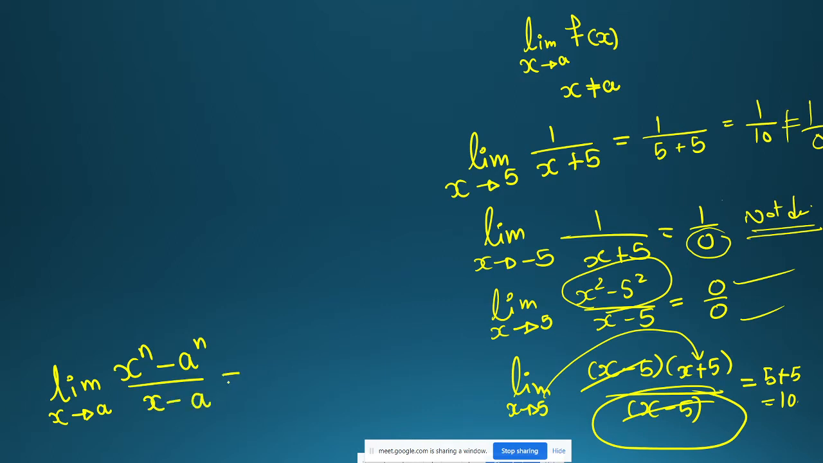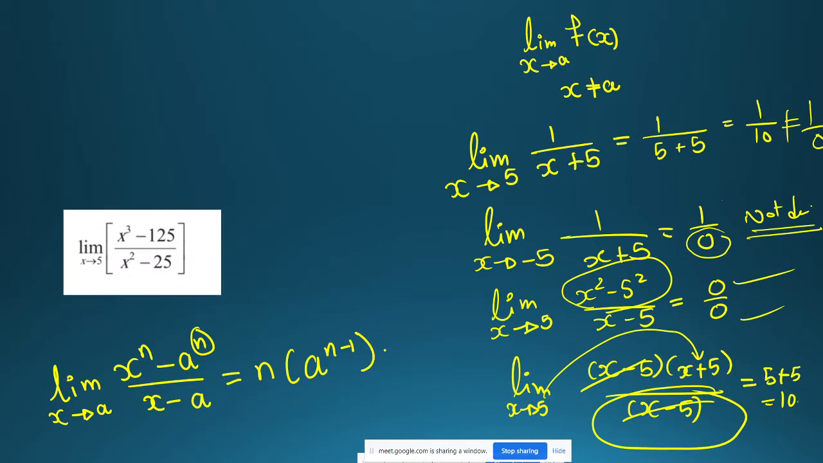Can anybody tell me what is the limit for this case? I have x raised to n minus a raised to n upon x minus a, limit x tends to a. What is the answer for this limit? Yes, anyone do remember? Yes, it is going to be: whatever the power is, write it in front, then reduce the power by one. So it is n times a raised to n minus 1.